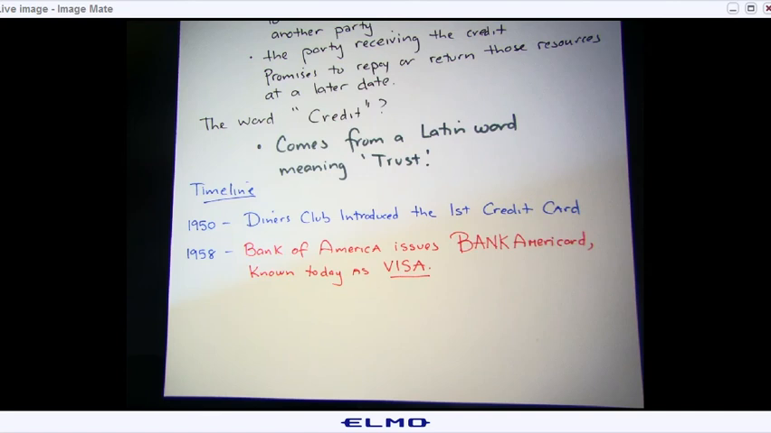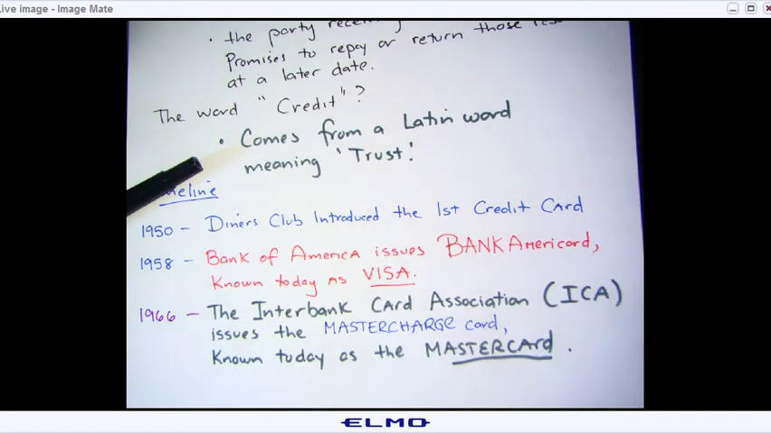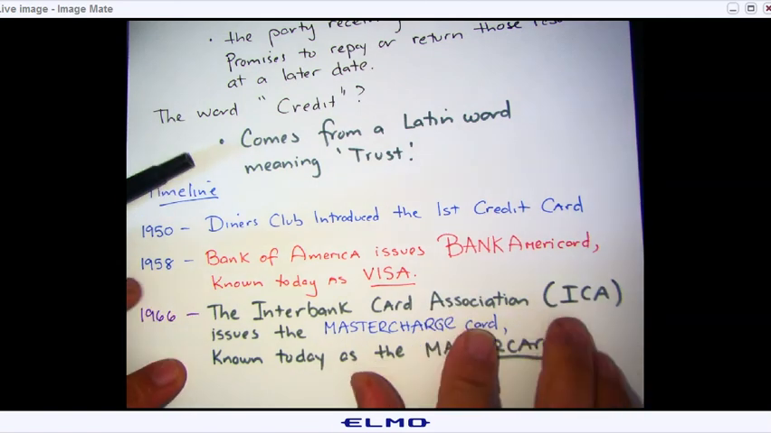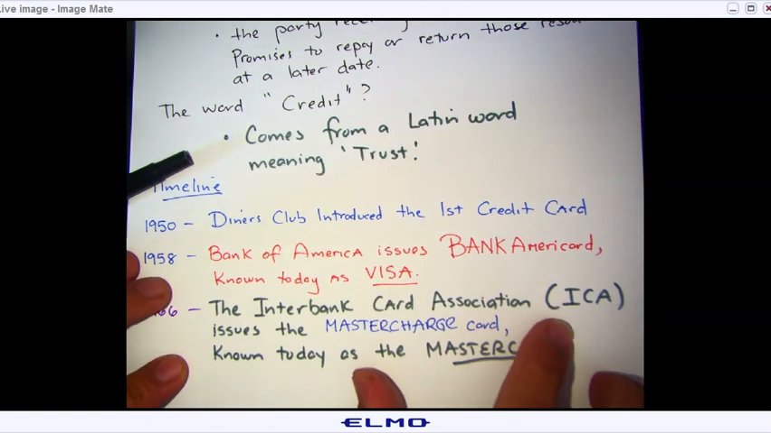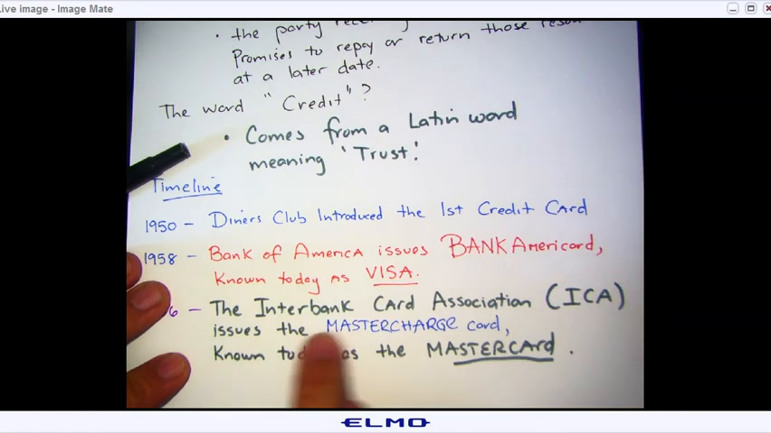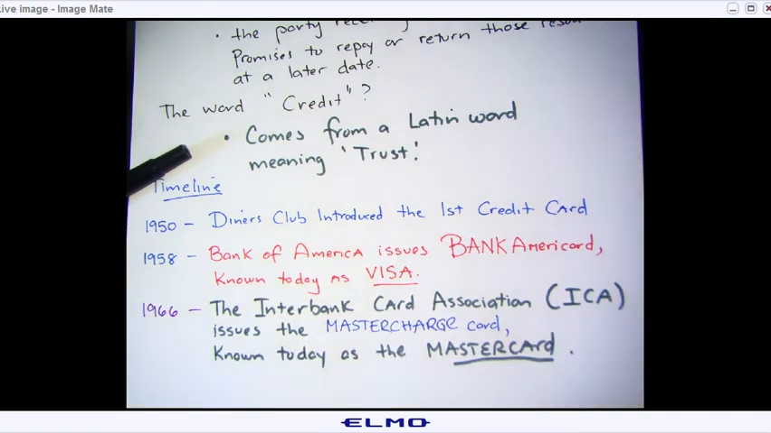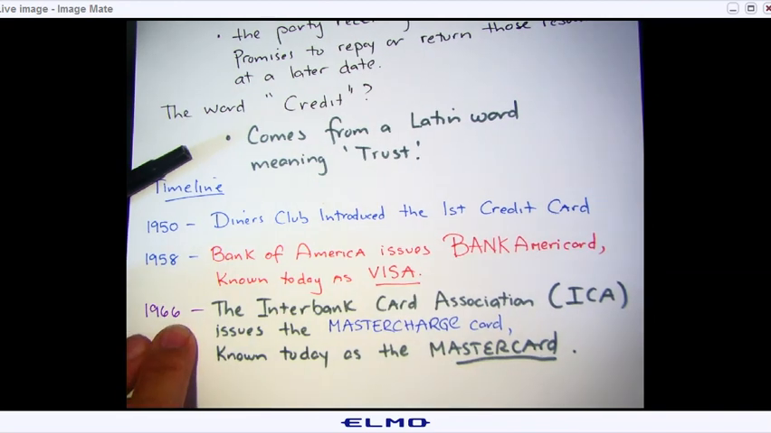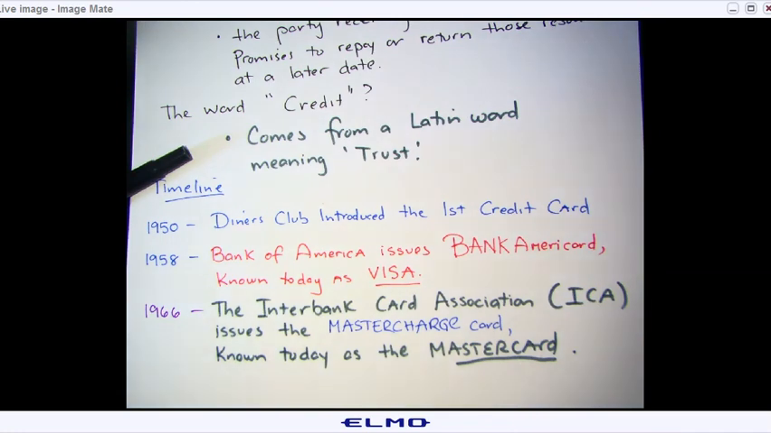In 1966, the Interbank Card Association, the ICA, issues the Master Charge. Nowadays there's Visa, Mastercard, and there's more, like American Express, but Visa and Mastercard are the two big ones. So that's when it was started, right there, 1966. So that's the ICA. Go ahead and write that down.